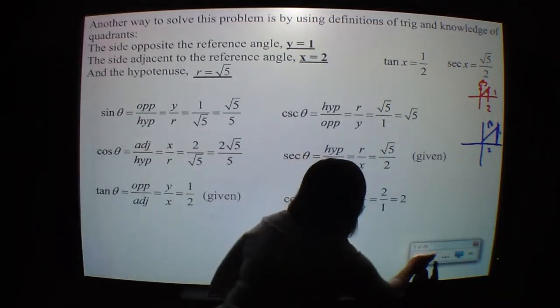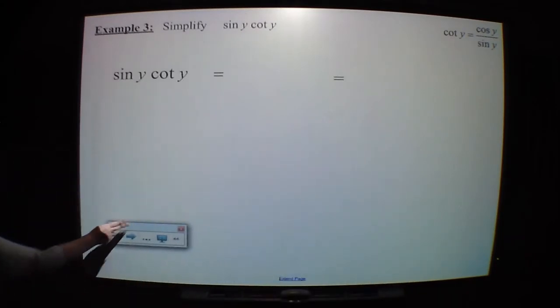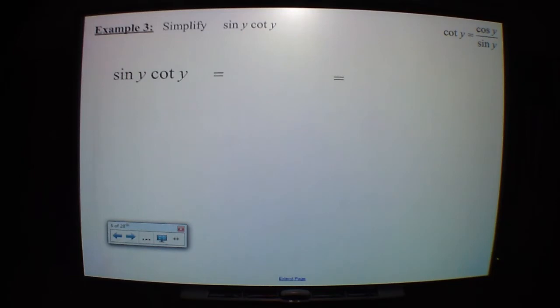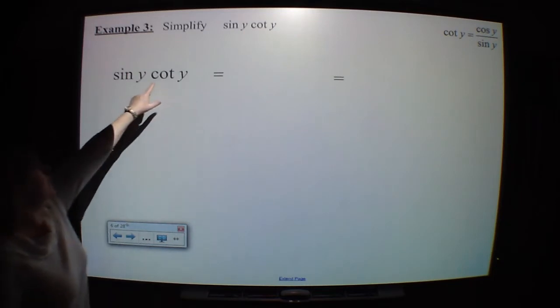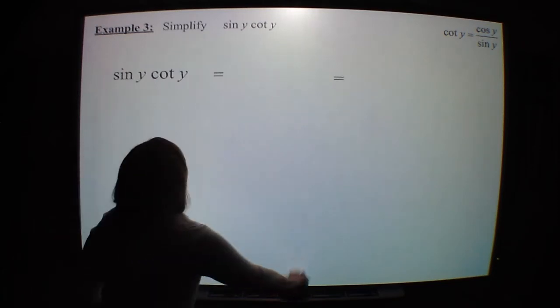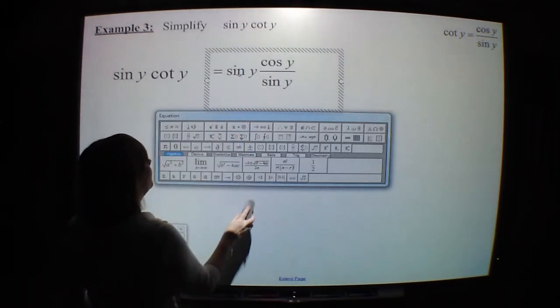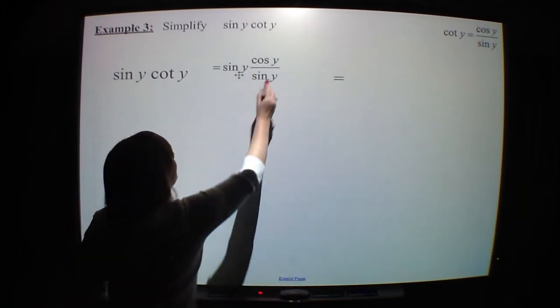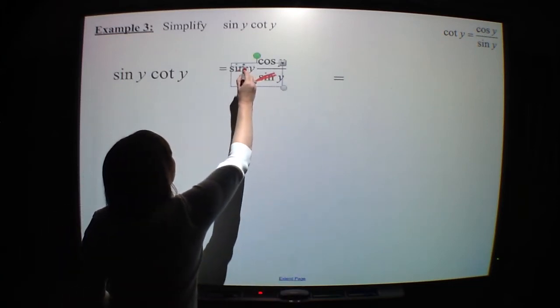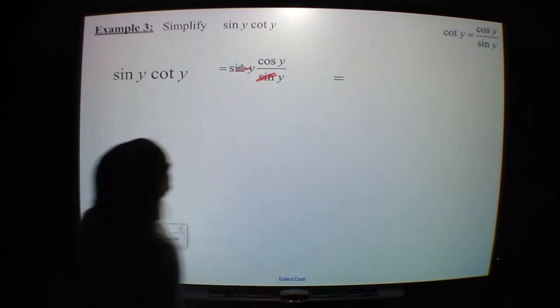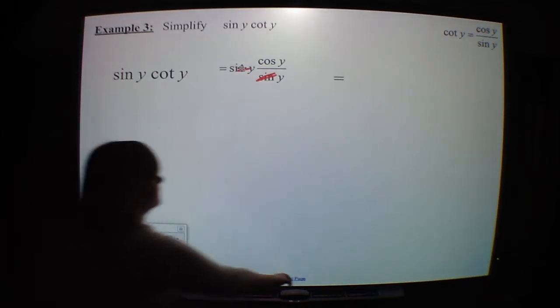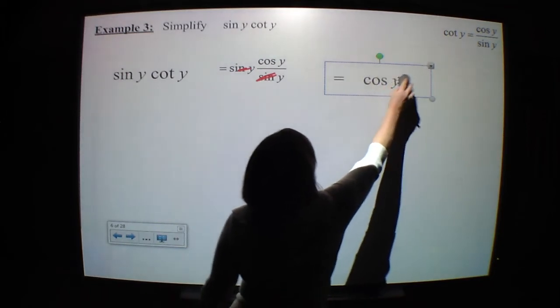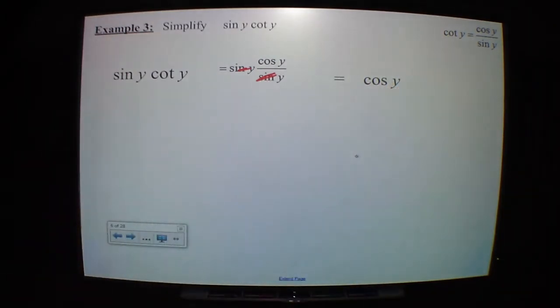Simplify: sine of y times cotangent of y. We know cotangent is cosine over sine. So I have sine of y times cosine over sine. These cancel out, so I end up with just cosine. And I'm done. That's it.